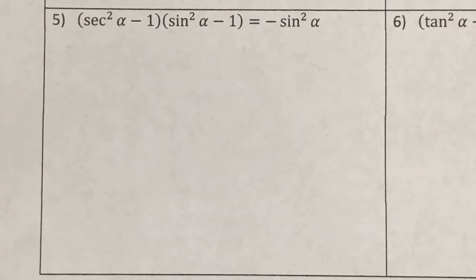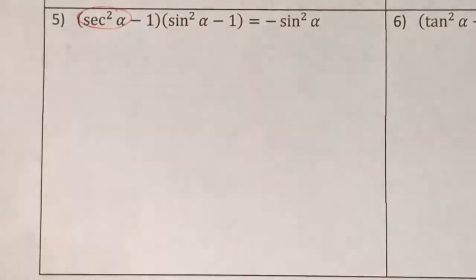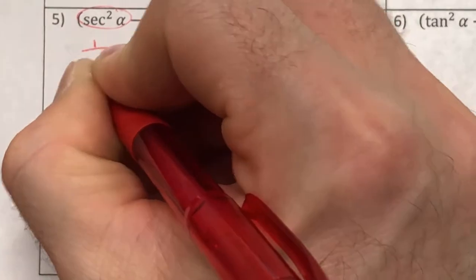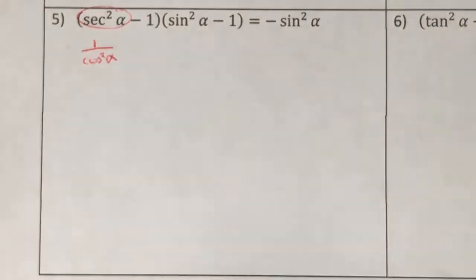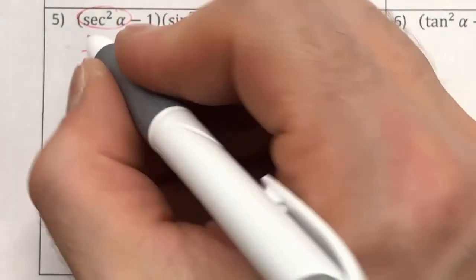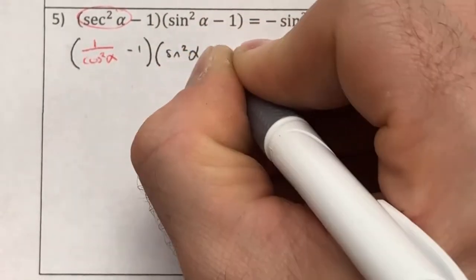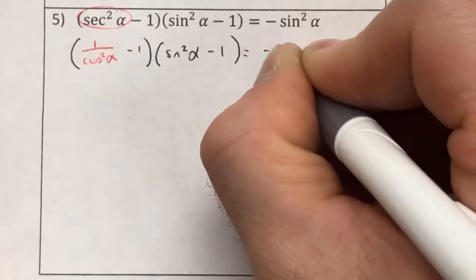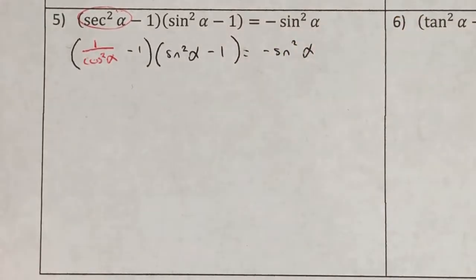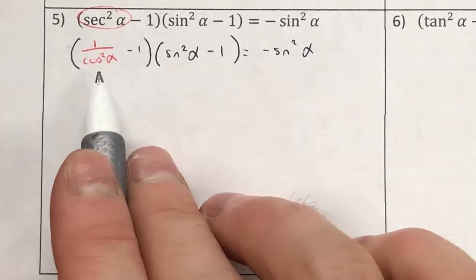Perfect. So if you follow the 2 guidelines, the first thing is always going to be rewrite what is not a sine or a cosine as a sine or a cosine. So 1 over cosine squared of alpha minus 1, sine squared of alpha minus 1 equals negative sine squared of alpha. So we get that. The next thing is we're going to try and combine any fractions.